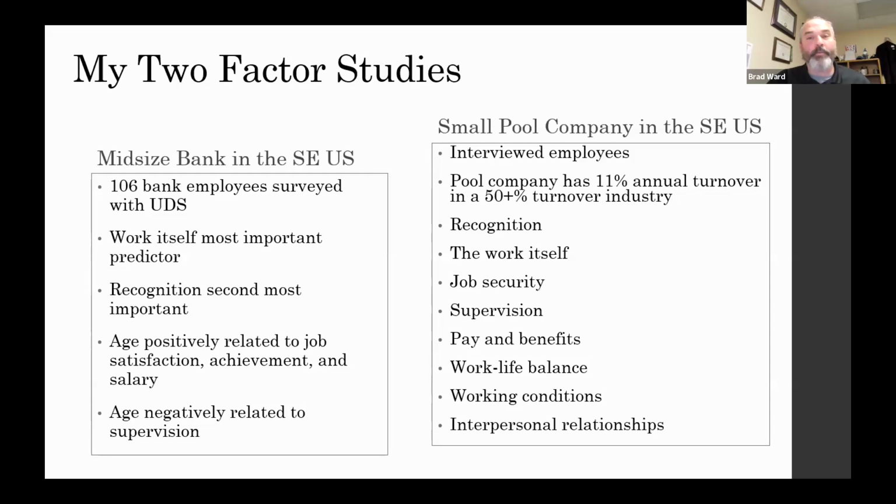I want to talk about, I did a couple studies myself. So I did one study on the left like 5 years ago. I created a survey that's in the book called the UDS, the Universal Dual Factor Survey. So you could survey your employees with it, or you could just follow the model from this presentation, which is what I did on the right. I actually used two-factor on the right, the small pool company. So I want to talk about both studies really quick.